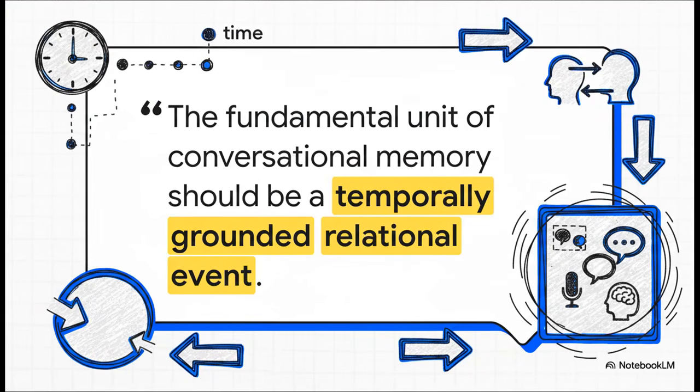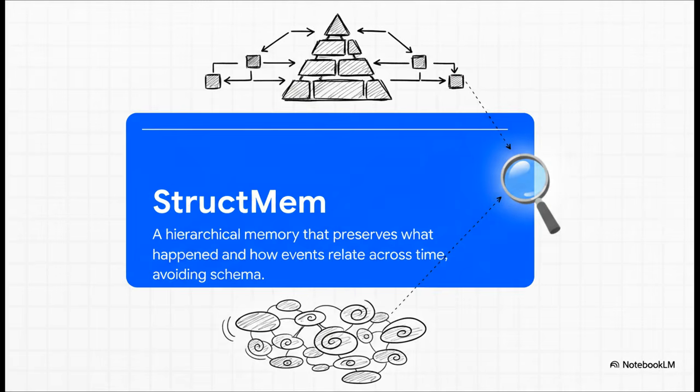Now check this out. The whole thing hinges on this one really powerful idea from the paper. It says that the basic unit of memory shouldn't just be a fact, it should be an event. And what's an event? It's something that's locked in time and captures all the relationships within that moment. You can think of it like a complete contextual snapshot. So the really crucial innovation here is that StructMem is a hierarchical system. What does that mean? It means it organizes memories in layers. So it doesn't just remember what happened, it also preserves how all these different events are connected to each other across time. And the best part? It does all this without needing some fragile, rigid structure you have to define beforehand.